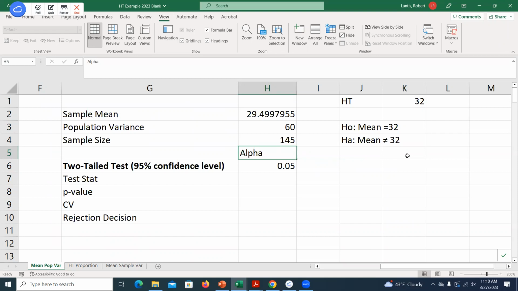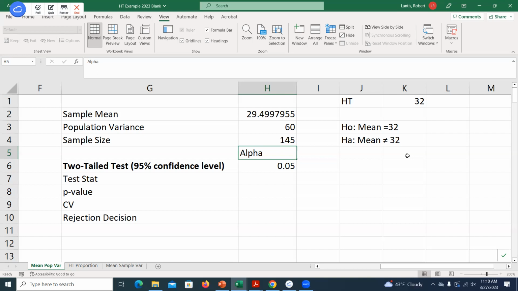I'm then going to stack the deck against myself and assume the opposite or the complement is true. So if my alternative is that it's not equal to 32, I'm going to assume that that mean is 32. Right? So I'm stacking the deck against myself. Whatever I'm trying to find, I'm assuming the opposite is true. So here, we would say this is a two-tailed test.